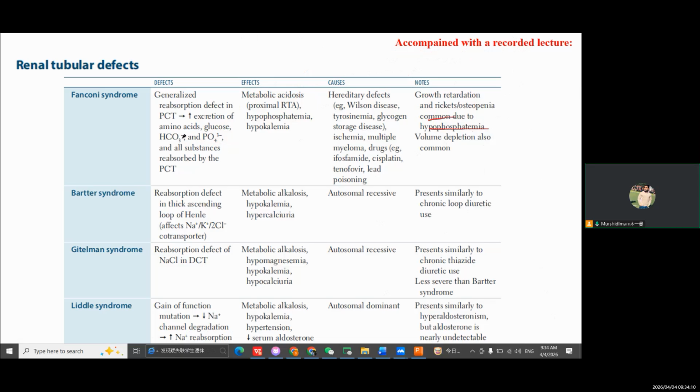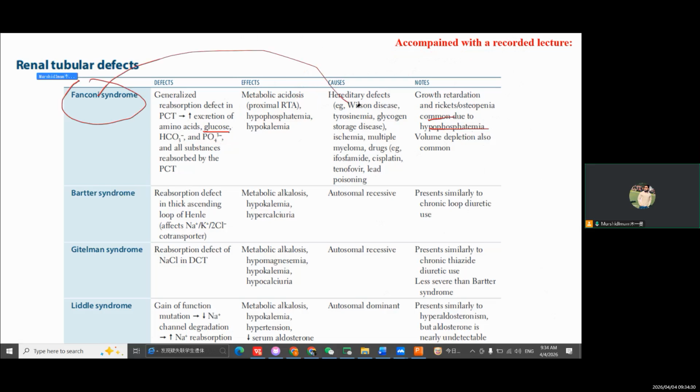And then the loss of the glucose and the loss of the amino acids. We know that these are the energy and the building blocks in the body, so their loss leads to overall metabolic stress in the body. And what causes all of that?